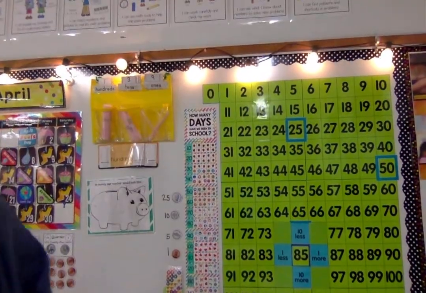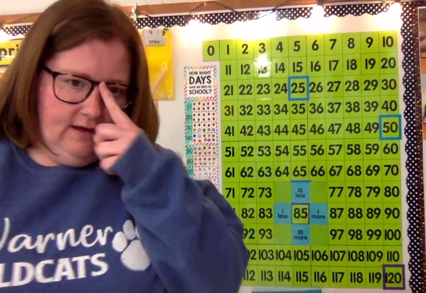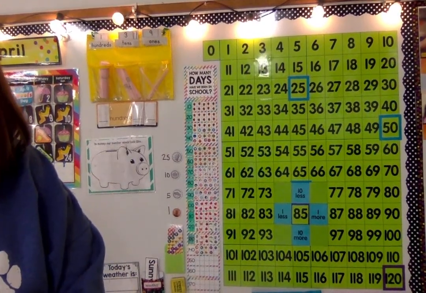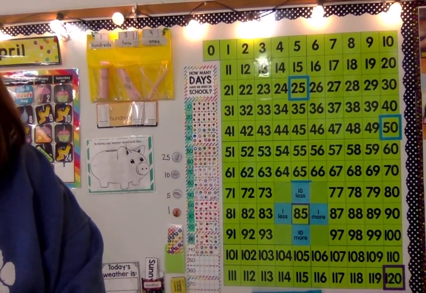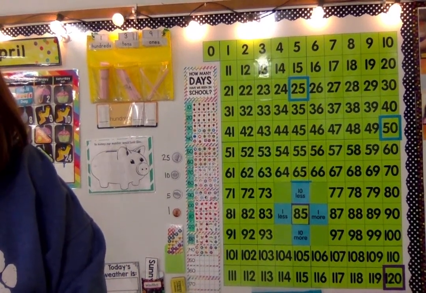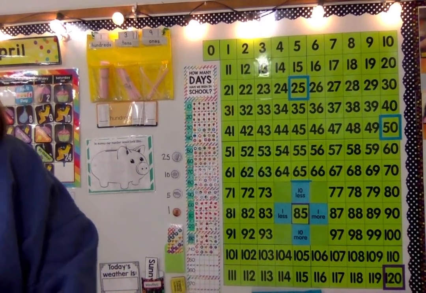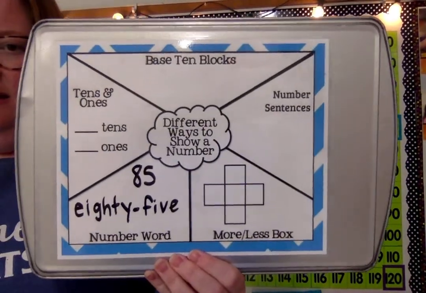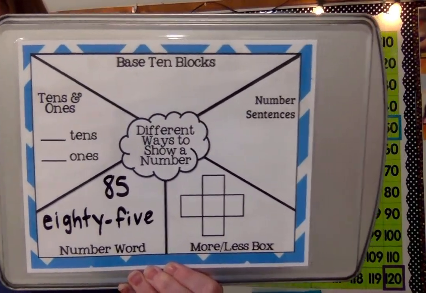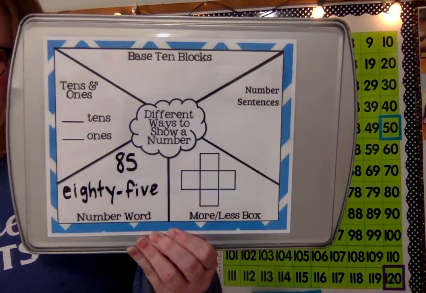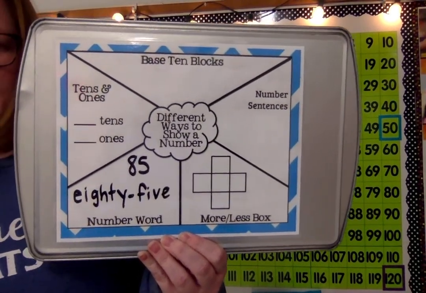Okay, let's take a look at what our number is today. I see the number 85. So we still have our number word 80. It's our EIGHT, add a Y. 5. FIVE. 85. Okay, I still see 2 numbers in 85. That means it's a 2-digit number.